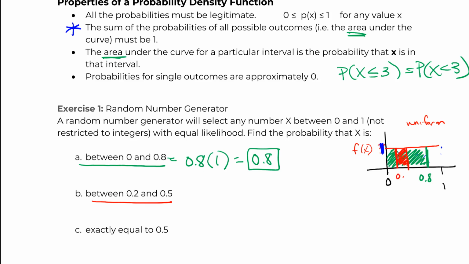Now you'll have to do a little bit of math to figure out that the base of that rectangle is 0.03. Right, because that's that difference. And then exactly equal to a value. That's exactly what we were talking about before. Being exactly at 0.5, that is 0.